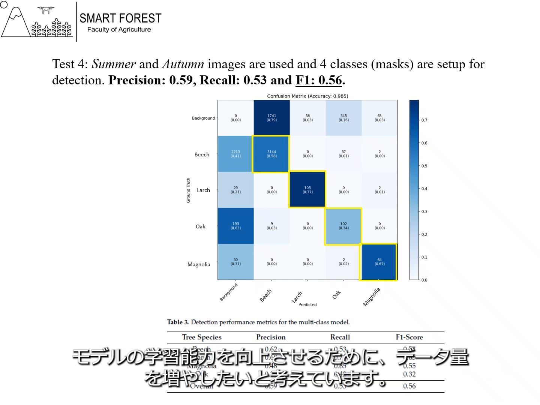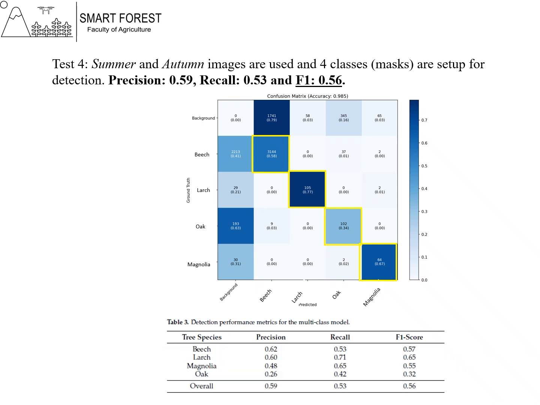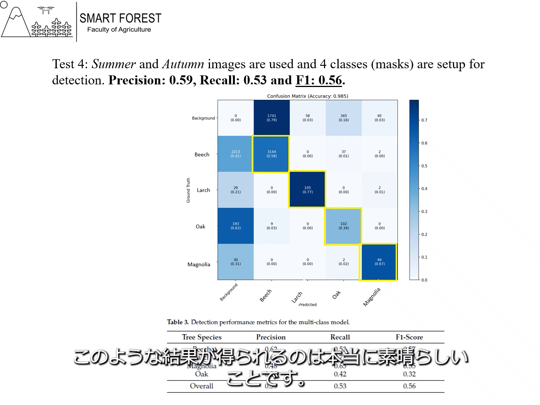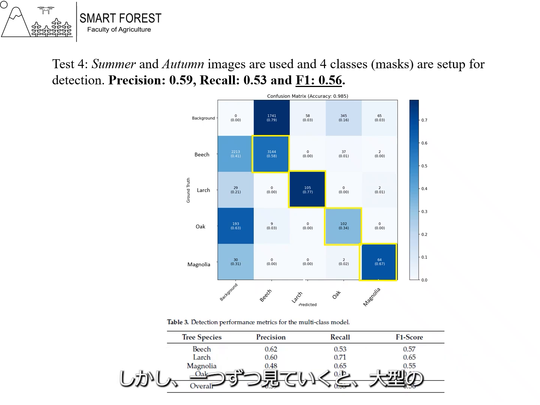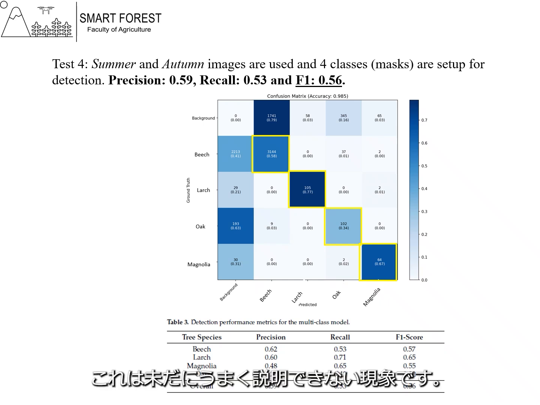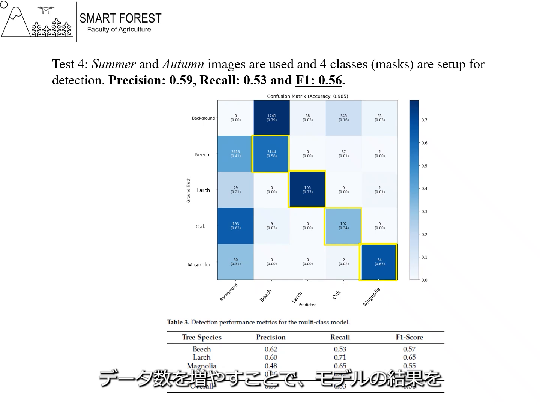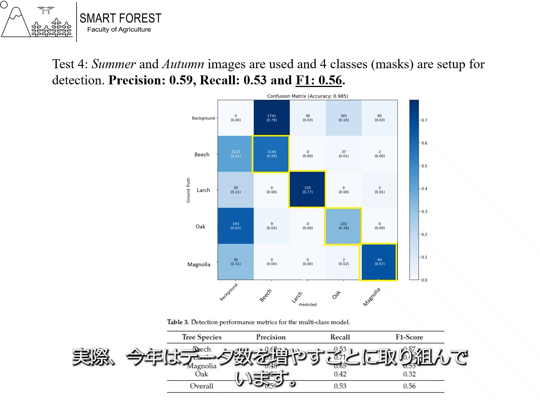We want to increase the amount of data to see if the model can learn better. But this is a very good initial result. For this forest that is so complex, to get this type of results is really remarkable. And I can say, based on this is the overall value. But if you see one by one, larch has 65, beech has 57, magnolia was 55, and oak has the poorest performance. This is something that still we cannot explain very well, why the performance for oak is so bad. But we think that maybe increasing the number of data, and this is what we are doing this year, could improve the results of the model.